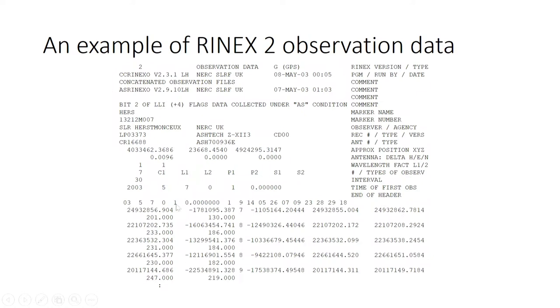So this is the time, and these are the satellites, GPS satellites, and this is the data. The data is basically arranged in this format only. So this is C1, this is L1, this is L2, P1, P2, S1, S2. Like that, this data has been arranged throughout the time.